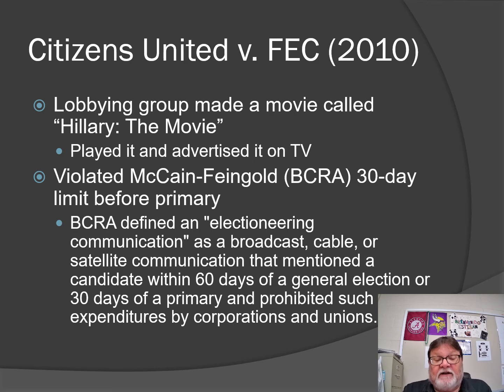It was electioneering communication, because it was a broadcast, cable, or satellite communication that mentioned a candidate within 60 days of a general election or 30 days of a primary, and prohibited such expenditures by corporations and unions and other organizations of which Citizens United was lumped in. In the United States of America, you can't play a movie because it mentions a candidate within 30 days of a primary election.